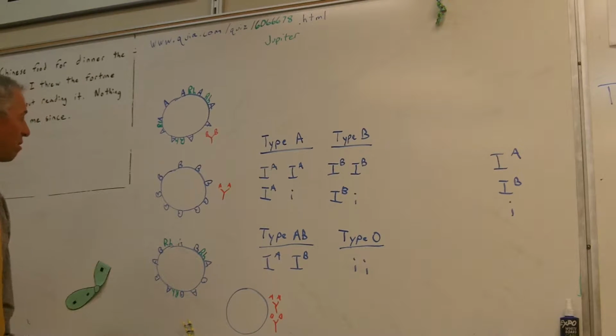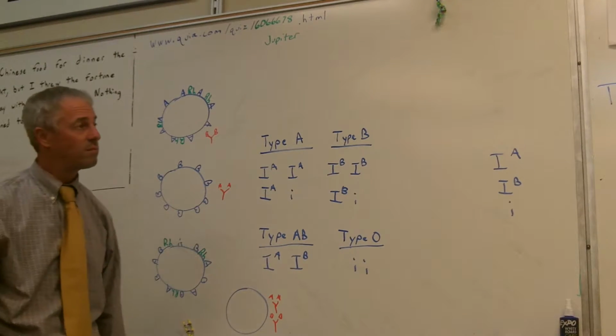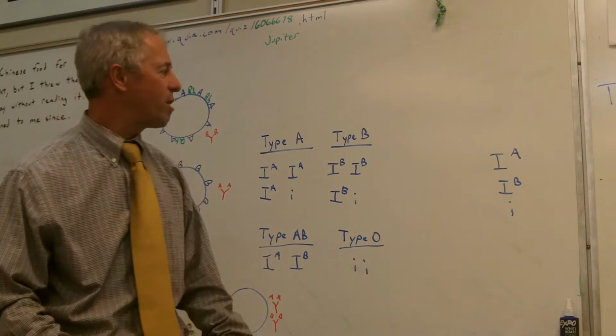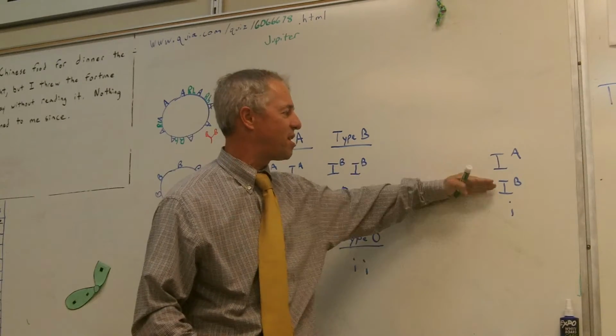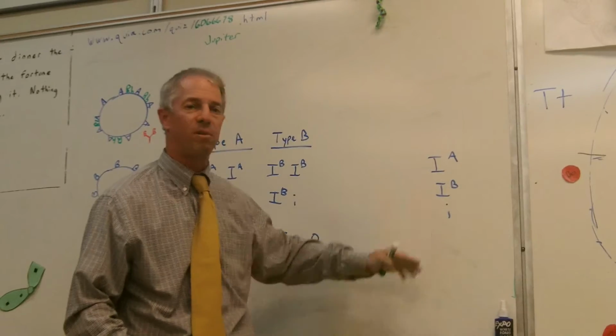Type O also has negative and positive types. It does. You can be O positive or O negative. Isn't that interesting? We call that multiple alleles when you have several alleles, more than two. If you have more than two alleles for something, it's multiple alleles.